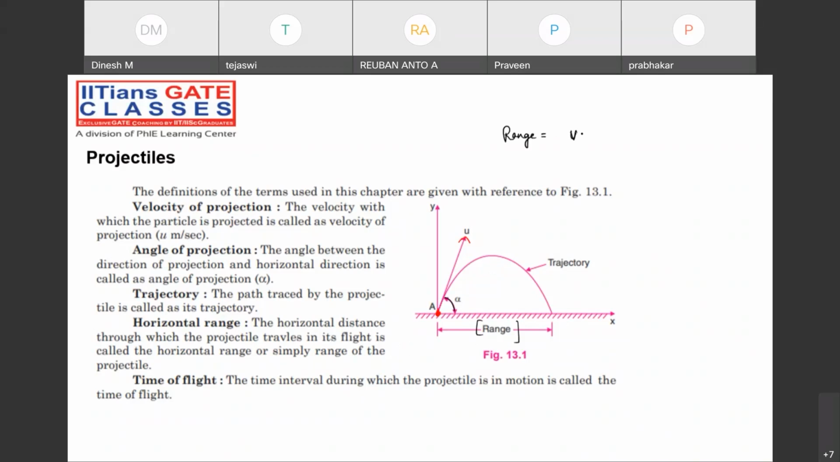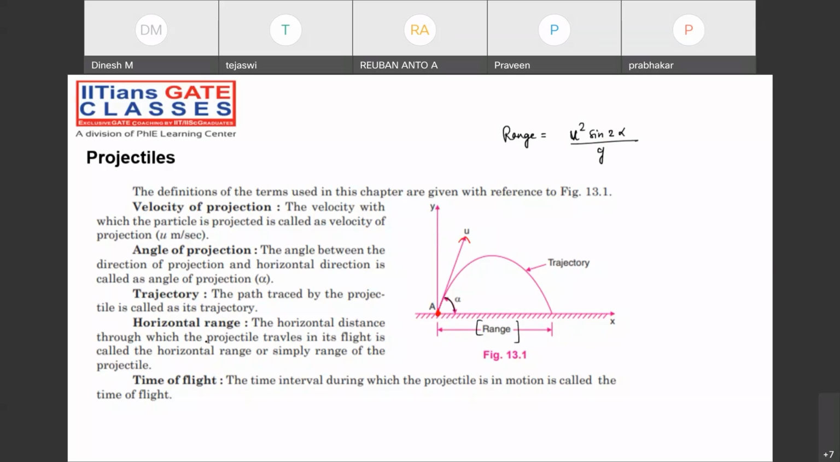U square into sine 2 alpha divided by g. What are you asking? Sir, but after the force is removed, acceleration will not immediately be zero. It will have some effect. You are throwing with a very, very large amount of force. There will be acceleration. Understanding my point, all of you? All of you are understanding my point?